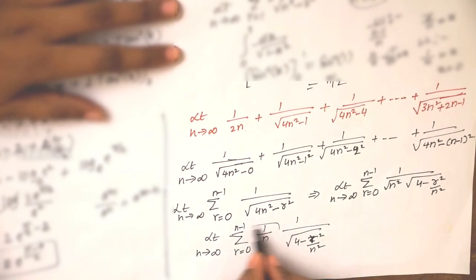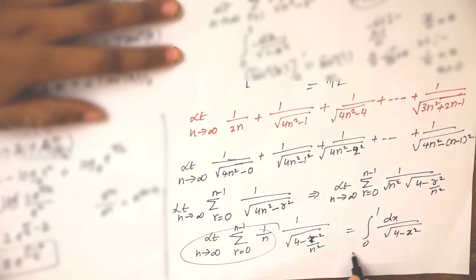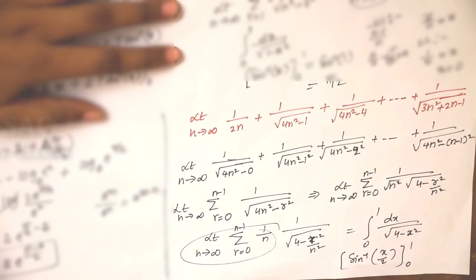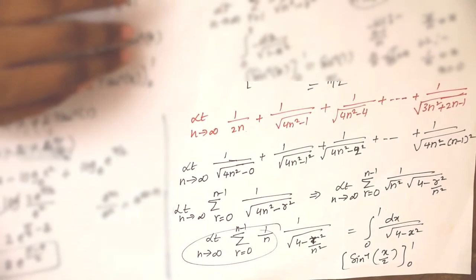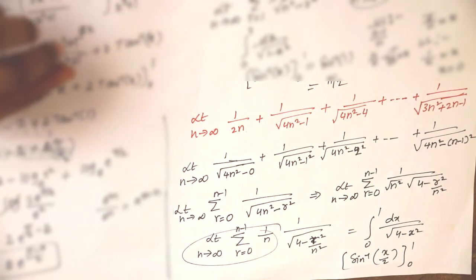From here onwards, you know very well, you will take the integral 0 to 1 dx by root over 4 minus x square. It is clearly in the form of sine inverse x by 2. You will apply 0 to 1 and get sine inverse 1 by 2, which is nothing but pi by 6. That is the answer. In this way we can solve.